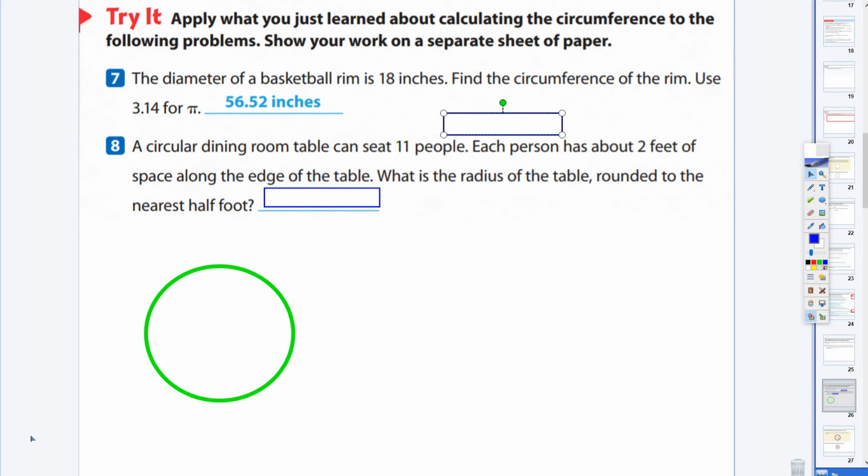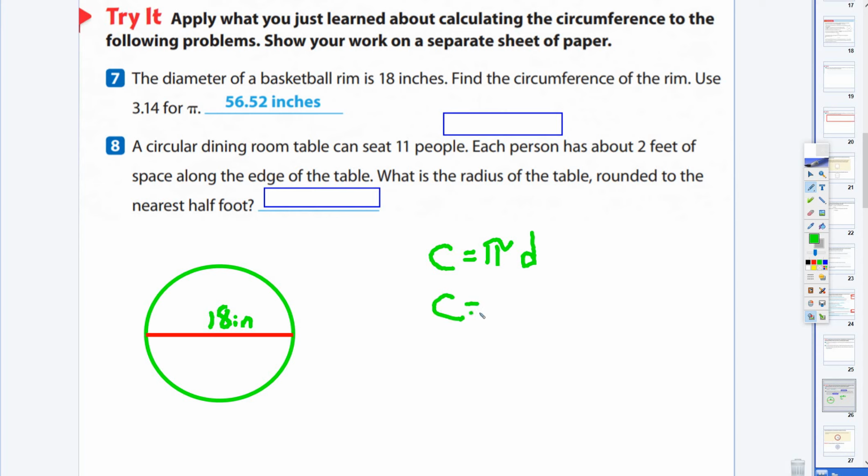Question 7, the answer is 56.52 inches. So the first thing to do is, as you can see, I drew a circle. Good to draw it. The diameter of a basketball rim is 18 inches. So I'm going to draw a diameter, pretend that this is a basketball, and I'm going to label it 18 inches. Okay, because that's the information that's given. It says find the circumference of the rim. We know that the formula for circumference when you have diameter is pi times diameter. And they also tell you to use 3.14 for pi.